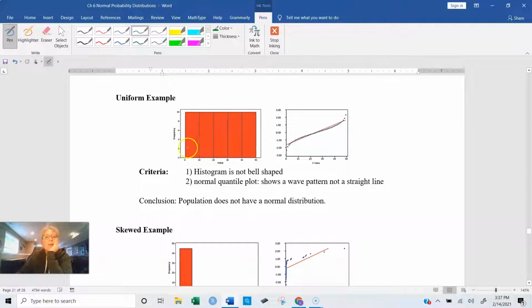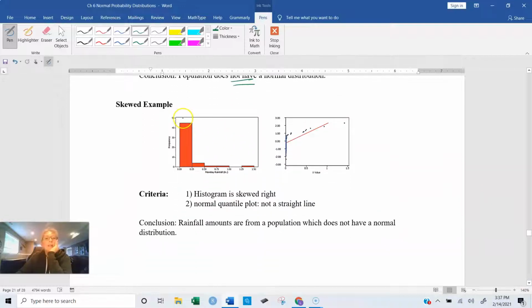Not a bell shape. Look at this. This is a uniform distribution. So not a bell shape, misses step 1. And if we also look at our normal quantile plot, we see this lovely little wave, which also is bad. So it fails both. Not a normal distribution. Okay, look at your next one. What do you think?